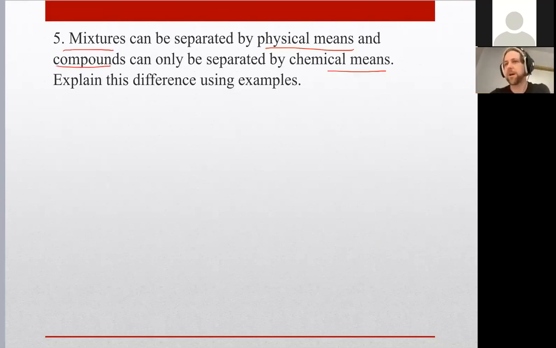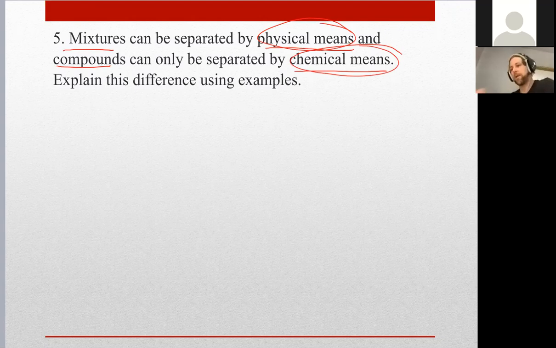So I want to identify what physical means are and what chemical means are, what kind of options we have in the lab, what kind of reactions have we seen that represent chemical means, what are some examples of these physical versus chemical. But knowing that mixtures can be separated by physical means and compounds can be separated by chemical means is one of the big ways to differentiate between a mixture and a pure substance like a compound.